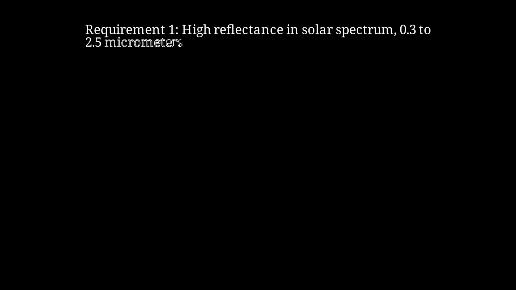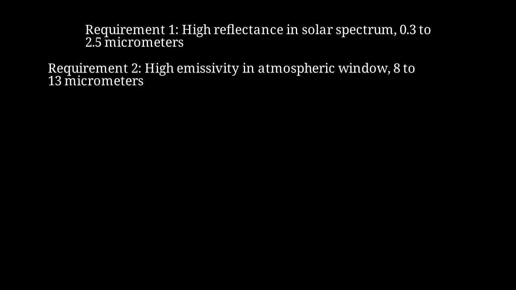First, the surface must have extremely high reflectance, ideally above 95%, across the entire solar spectrum from 0.3 to 2.5 micrometers. Second, the surface must have very high emissivity, approaching 1.0 in the atmospheric transparency window from 8 to 13 micrometers. This combination of properties is called spectral selectivity. The surface behaves completely differently depending on the wavelength of radiation.